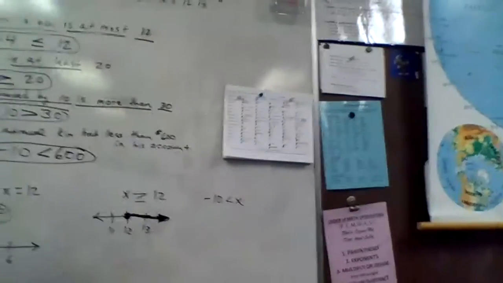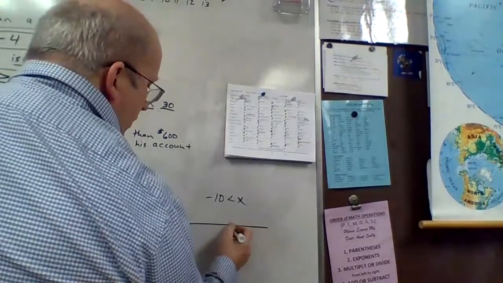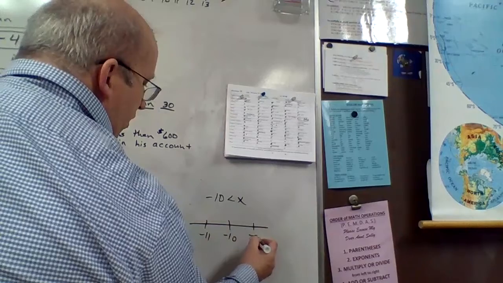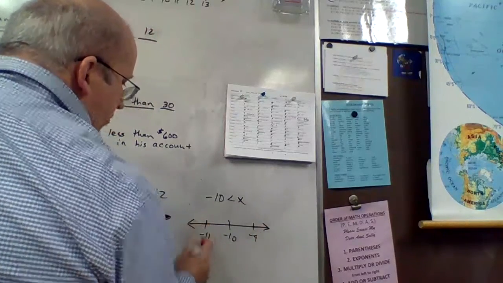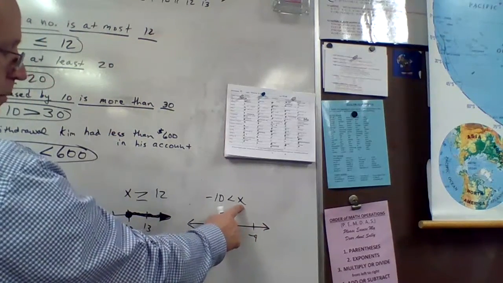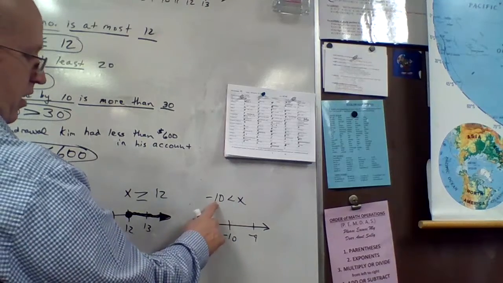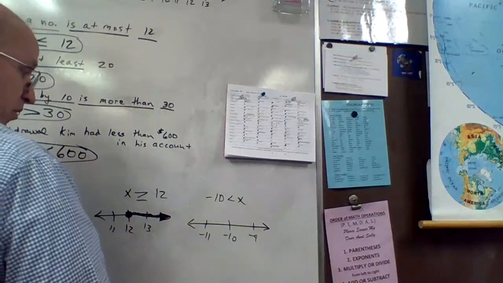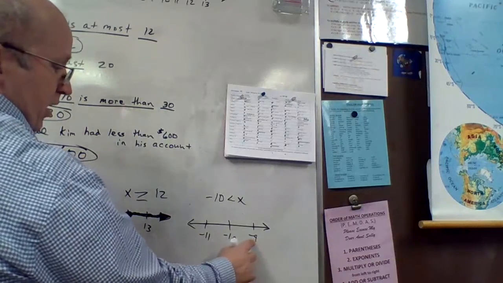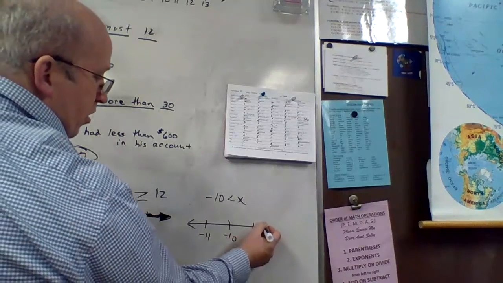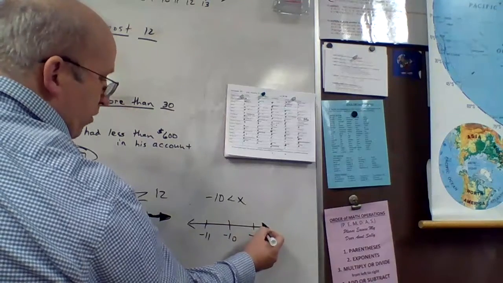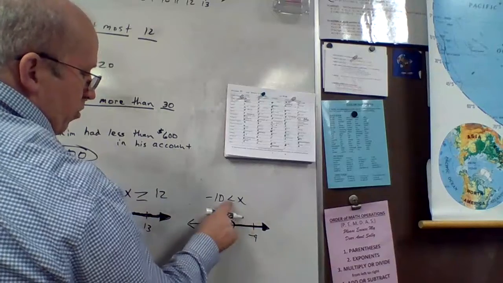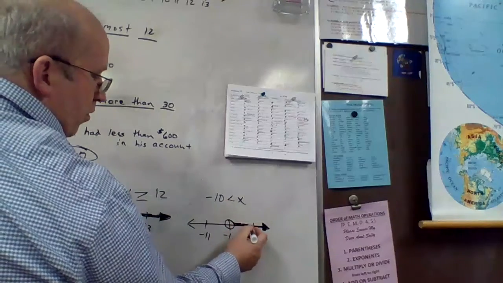Okay, let's go to this one. I'm going to put negative 10 in the middle. I'm going to put negative 11 here and negative 9 here. What number could I put right here to make this a true statement? Is negative 10 less than negative 11? No, it's not. It's bigger than negative 11. So that means negative 9 would be the correct answer. So I'm going to be shading this side of the problem again. What kind of circle? An open circle, because it's the less than symbol.